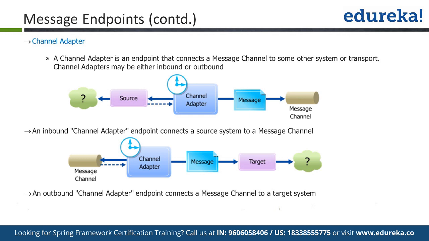So a channel adapter is an endpoint that connects a message channel to some other system or transport. Channel adapters may be either inbound or outbound. An inbound channel adapter endpoint connects a source system to a message channel, whereas an outbound channel adapter endpoint connects a message channel to a target system. So outbound means I am the source, I need outbound. If the destination is you, you may need inbound to connect with me. So this is the job of the channel adapter, to connect two different channels.